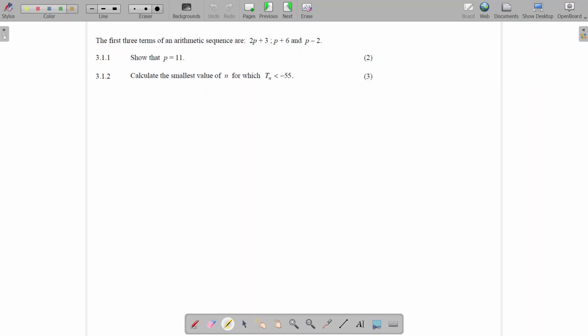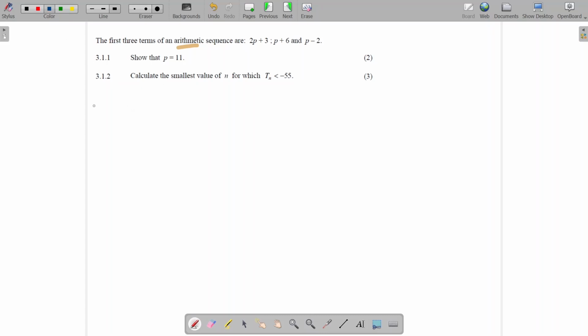So what we're going to look at now is some exam examples. We are told keywords that this thing is arithmetic, and that it is a sequence. And nicely, they're asking us to show that P equals 11. So if we get the answer of P equaling 11, we should be quite happy with ourselves.